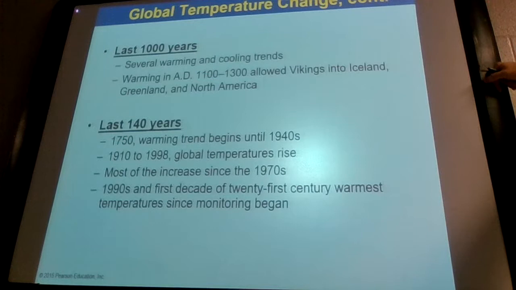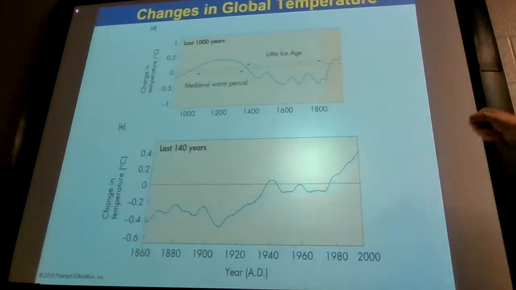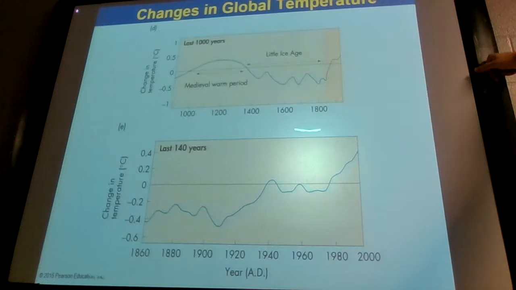Last 140 years, since 1750, warming trend begins until the 1940s. 1910 to 1998, global temperatures rise. Most of the increases since the 1970s. The 1990s and first decade of the 21st century is the warmest temperature since monitoring began. So another temperature map for the 1,000 years and the last 140 years.